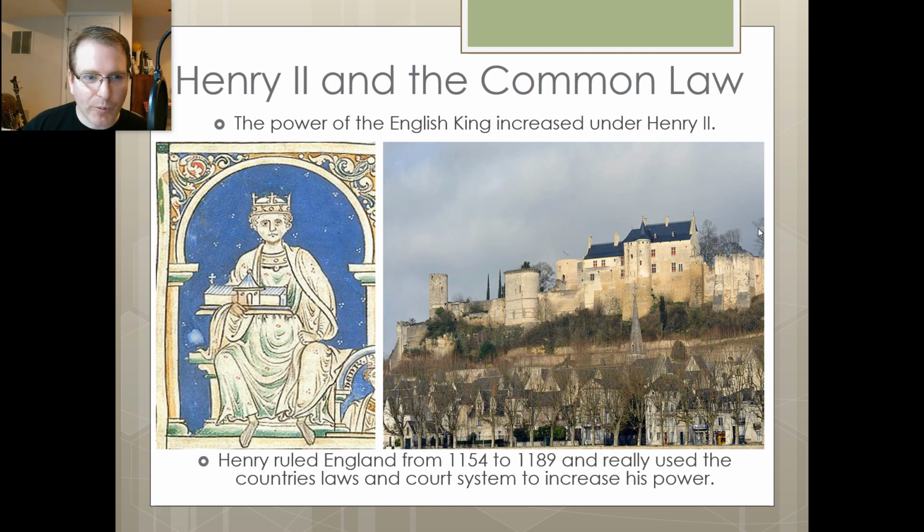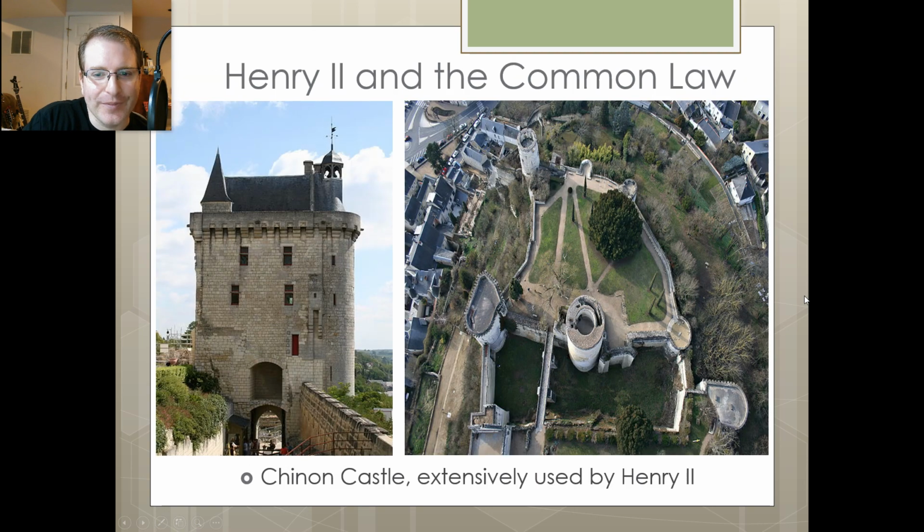So we're going to fast forward a little bit of time, 100 years or so, and get under King Henry II, who is going to be one of the more powerful English kings in history. And he is going to continue to unify England through royal power. We see King Henry here pictured, and we see how he's holding a church, and we kind of see the power of King Henry here. So here's just a castle used by him, some cool views.